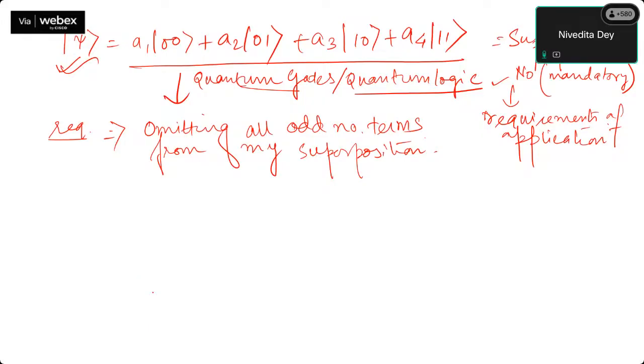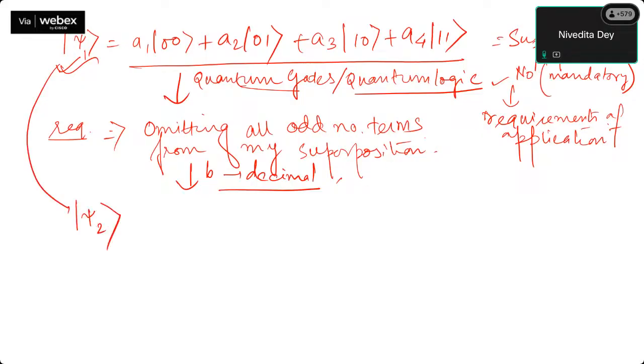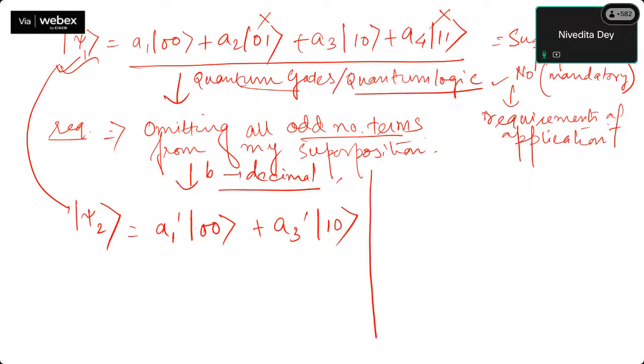How to do that? That is through a simple binary to decimal conversion, and then forcibly not considering them. Say this is psi 1. So in psi 2, we have to forcibly not take the remaining states which are the odd number states. I will not be taking this and this. So I'll be taking alpha 1 dash |00> plus alpha 3 dash |10>. Now let me tell you the effect of interference that we have done. First of all, this kind of interference, where we are omitting, is an example of destructive interference.